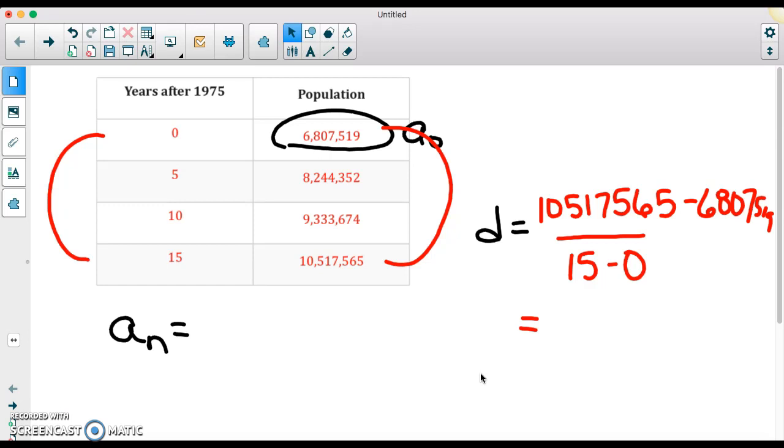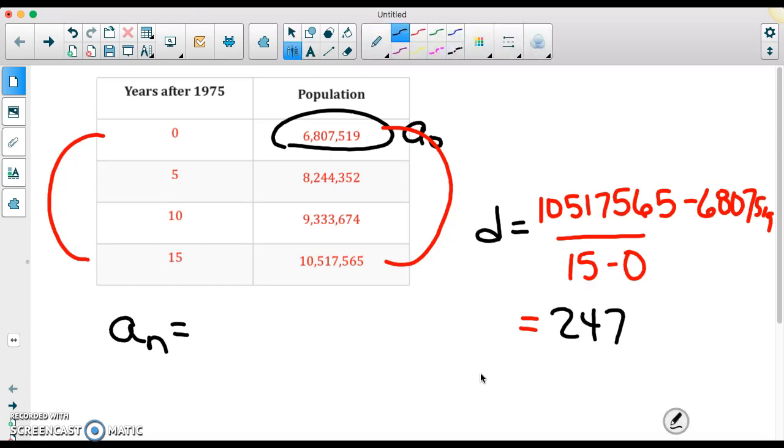Let's see here. Divided by 15, I get an average common difference of 247,336.4. Now, you might be saying to yourself, it's not going up by that every time. No, you're absolutely right. It's not going up by that every time, but this is our approximation. It's going up by about that every time.